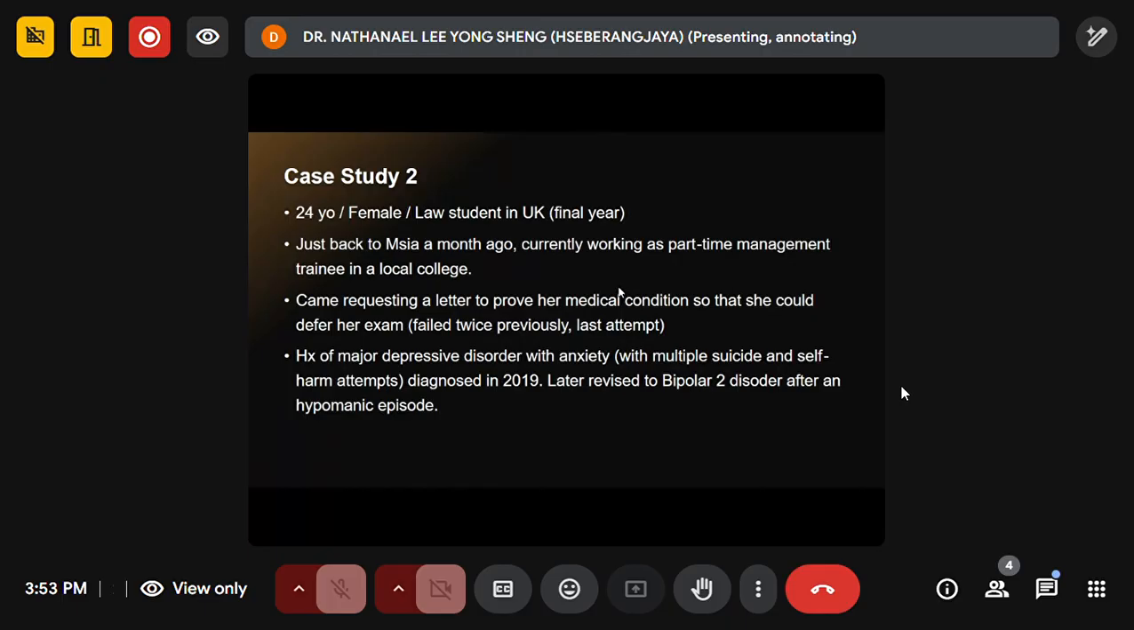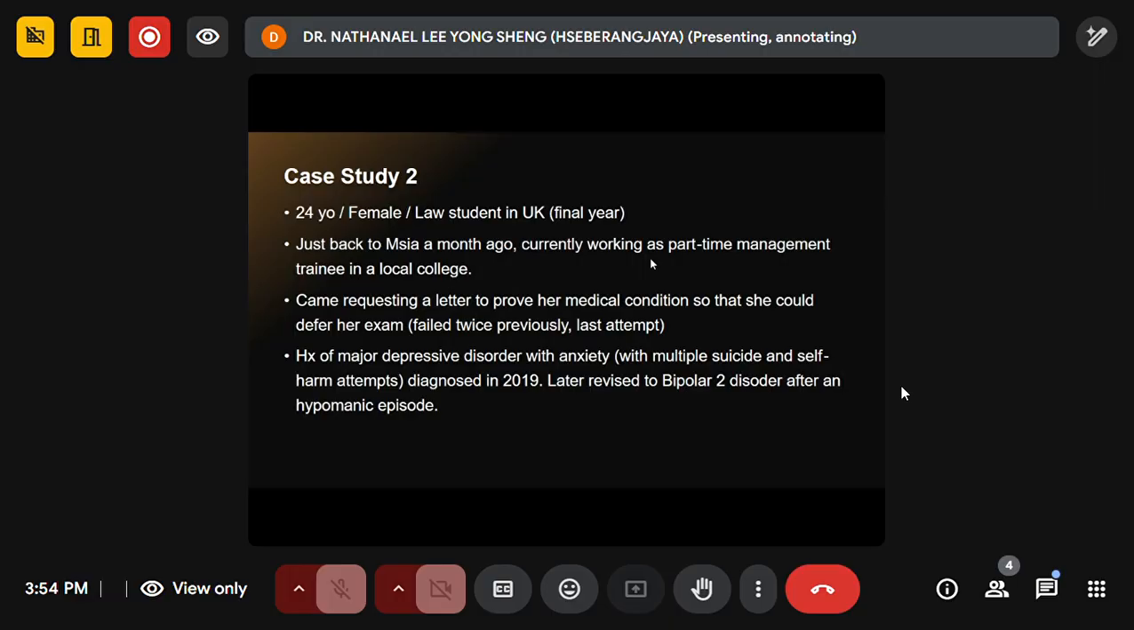So my next case is a 24-year-old female. She's a law student in the UK. She's currently in her final year. She came to me early this year, around January. She said she had just come back to Malaysia a month ago, and she is currently working as a part-time management trainee in a local college. And she came to me to request a letter to prove her medical condition so that she could defer her exam.